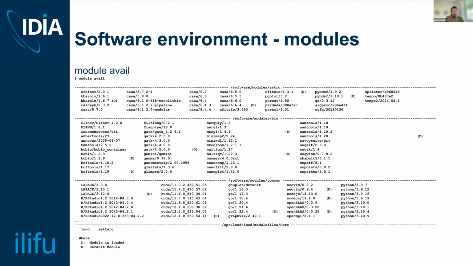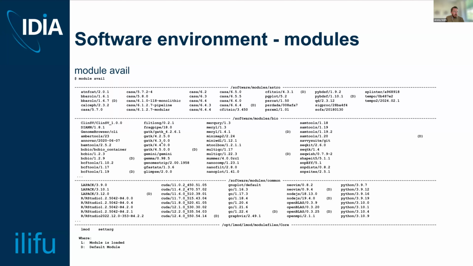When you list the modules, they're divided into categories. So there'll be common modules, and there's modules specific to astronomy and bioinformatics domains. You can view what modules are available by running the command shown at the top of this slide, which is module avail. And then just for information, the capital D in brackets just indicates which module would be loaded by default if you don't specify the version number.